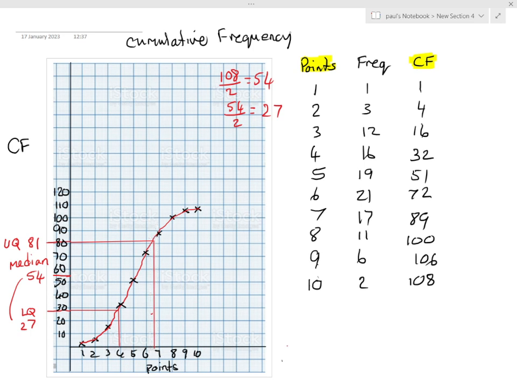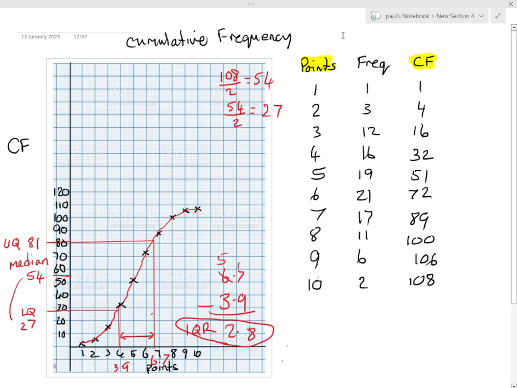So now it's the interquartile range of the points. So it's the difference between this one and this one. So I reckon that is 3.9. That one there, 3.9. And this one is 6.7. 6.7 is the upper quartile. So the interquartile range is the difference between these. So that's right, 2.8. There you go. So that's that one, interquartile range.